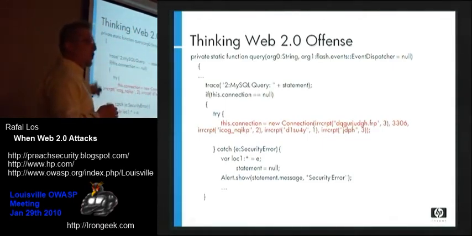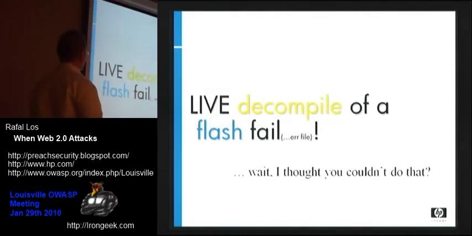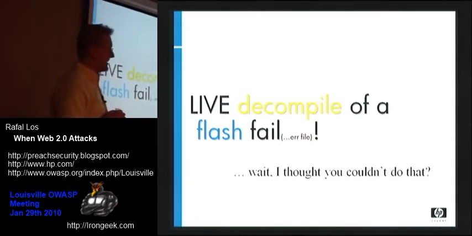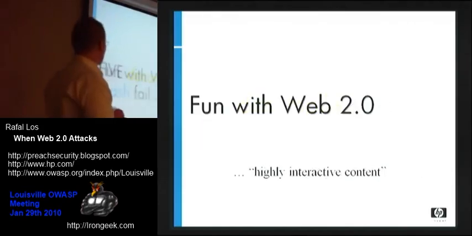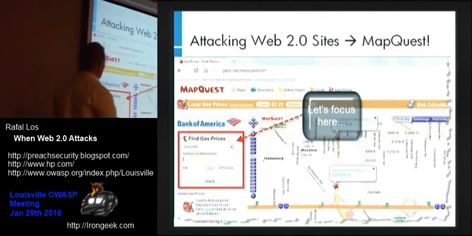This one actually was written by a US-based development company. I can't even blame this one on offshoring. That was written by people that should know better. Anyway, so we're going to do some Flash fun, but I can save that for the end and when the cameras are off. So let's have some fun with Web 2.0.